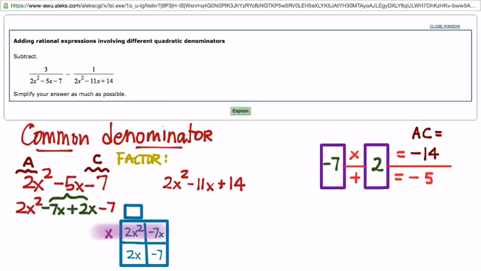What belongs in that? So I need an x to make the x squared, but I also need a 2 to account for the 2 coefficient. How about right there? What do I multiply x by in order to get negative 7x? Negative 7. And finally, what do I have to multiply both of those things by in order to get 2x and negative 7 respectively in the last row?